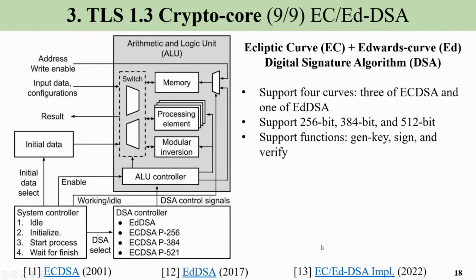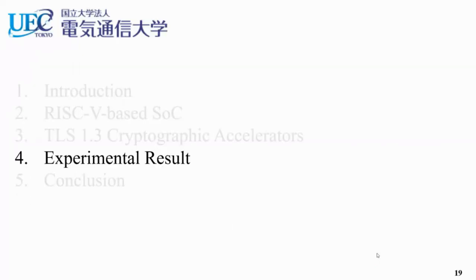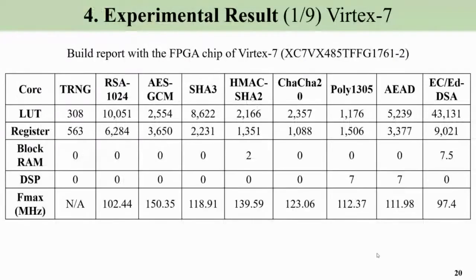We have one paper for the implementation just this February of this year. So next is the implementation on both FPGA and the SoC. First, about the FPGA, we're choosing the Virtex-7 on the VC707 FPGA board. So the build board in here with all the 9 crypto cores in the lookup table, register, program, RISC-V, and the maximum frequency are on the list in here.